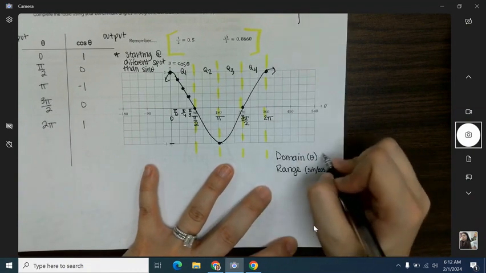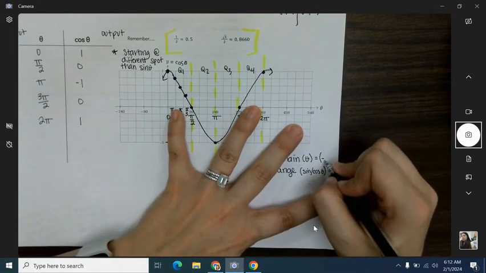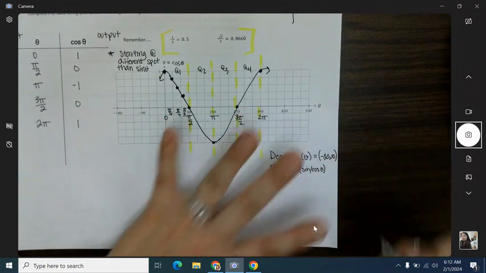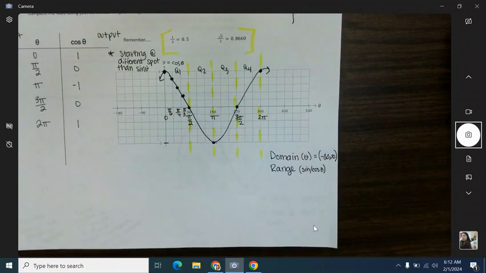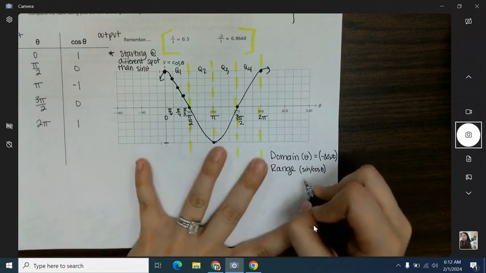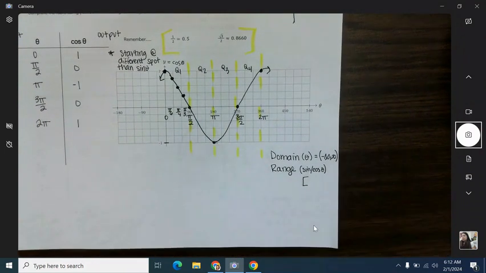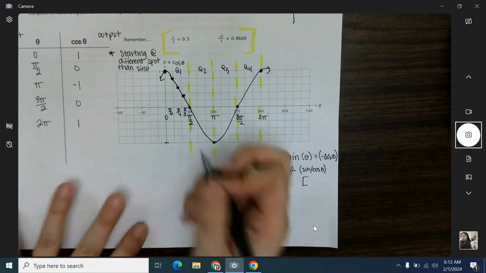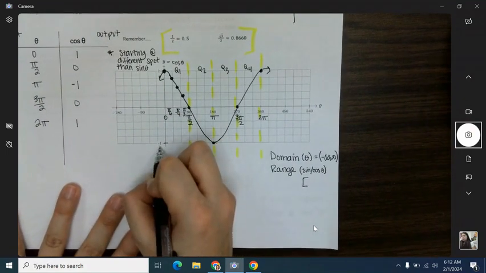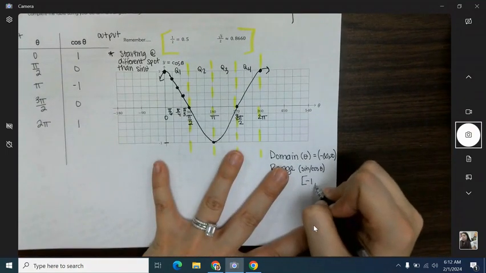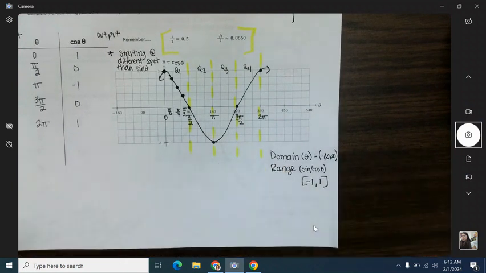But basically, our domain is all real numbers still. You can talk about thetas in terms of infinity to negative infinity. And our range is very, very specific. Notice we only travel from -1 to +1. So we would never have anything that goes above +1. We'd never have anything that goes below -1.